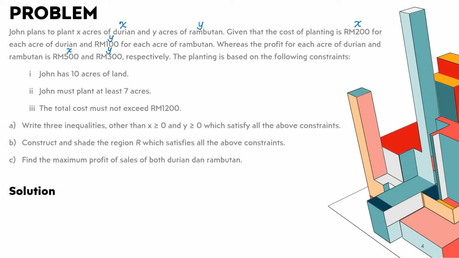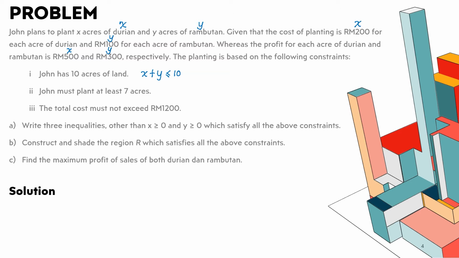So you can see as the first constraint, John has 10 acres of land, which means that the sum of durian and rambutan cannot exceed 10 acres of land because John only has 10 acres of land. So here X acres of durian plus Y acres of rambutan must be less than or equals to 10 acres.